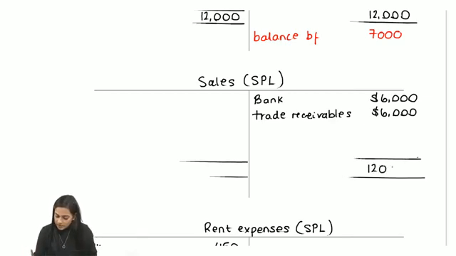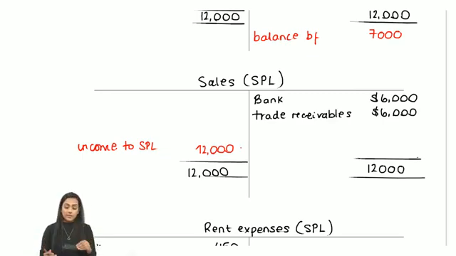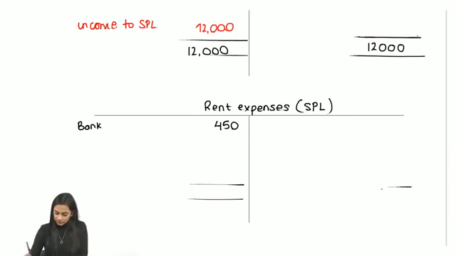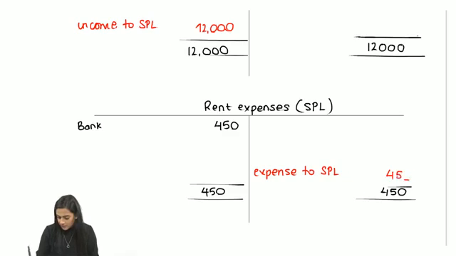So we have a 12,000 here, 12,000 here. So what we do, we write income to SPL, 12,000. So we cleared the account, and we're going to start counting from 0 from the 9th of April. Rent expense, again, is an SPL account, 450, 450. So we have expense to SPL, 450. So the account is cleared, and that's it. Let's carry on.